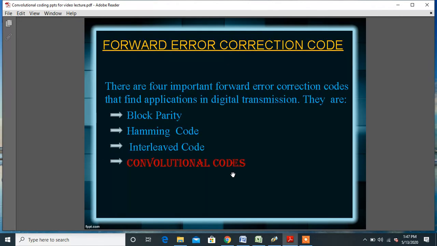So till now we have discussed many forward error correction codes like block parity codes, Hamming codes, interleaved codes and convolutional codes. So these are different codes. After coding the data, we will send it through the transmission channel. All different codes have their different pros and cons. Some are very easy to design. Some are used for error detection. Some are used for the error correction process. So these coding techniques are for forward error correction.